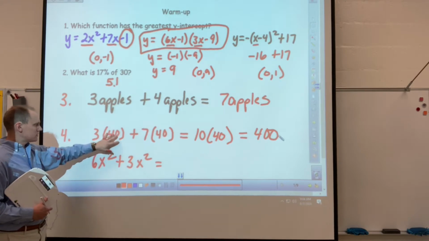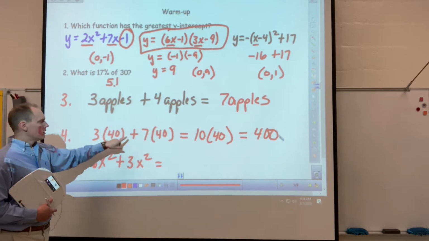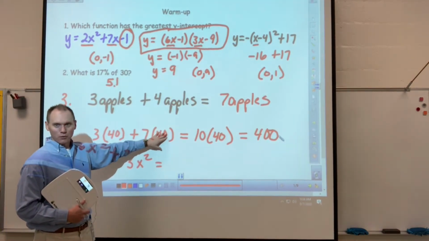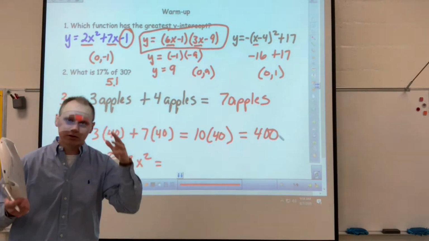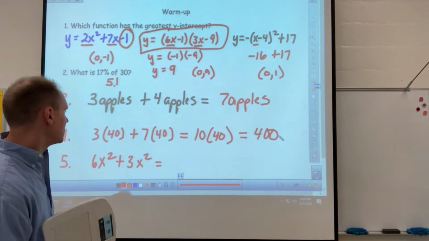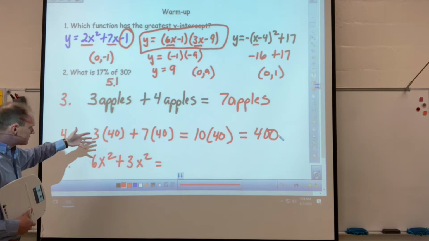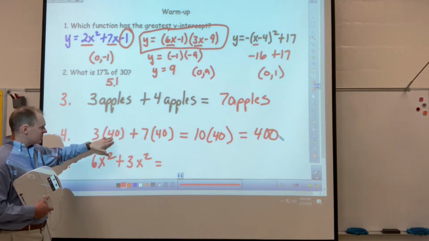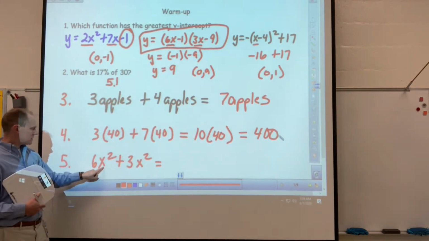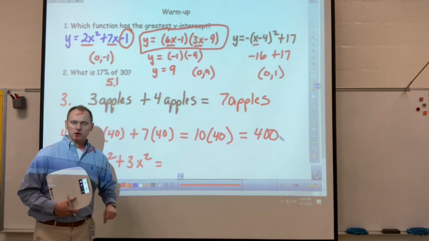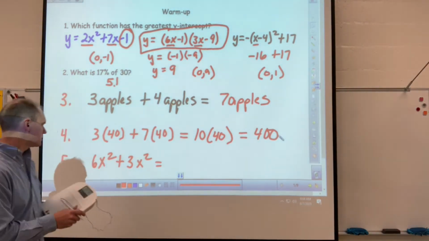Again, 3 sets of 40. So you could write this out as 40 plus 40 plus 40 plus 7 additions of 40 equals 10 additions of 40. So you have 3 40s plus 7 40s equals 10 40s, or 400. All right, so let's bring that same idea of adding the same quantities up here to down here. We have 6x squared plus 3x squared equals how many x squareds? And you're probably thinking 9x squareds.